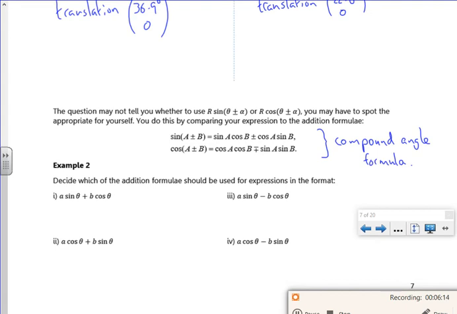Right, so let's have a look. Starts off with sine, so must be sine. Starts off with cos, so must be cos. Starts off with sine, so must be sine. I've never seen an exam question that actually asks you to choose it, but there's no reason why it doesn't. Cos.